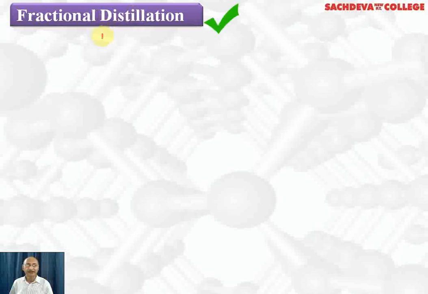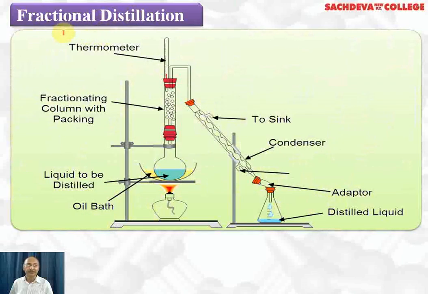Next we are taking fractional distillation. Now fractional distillation is used to separate those liquids which have less difference in their boiling points. And here heating is done with the help of an oil bath or sand bath or water bath or even directly, depending upon the boiling point of the liquid to be distilled.